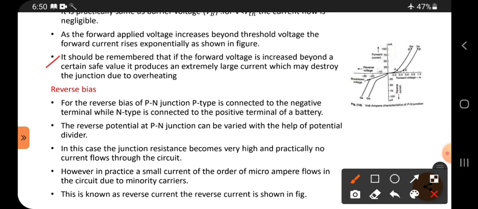It should be remembered that if the forward voltage is increased beyond a certain value, it produces extremely large current which may destroy the junction due to overheating. If you continue increasing the voltage, what happens? After a certain time, it will destroy the junction. Then the diode cannot work.